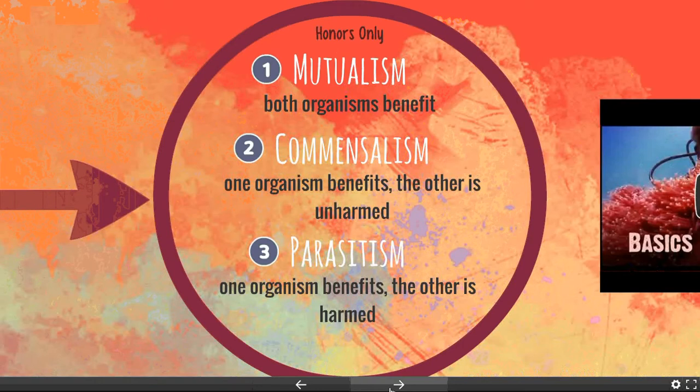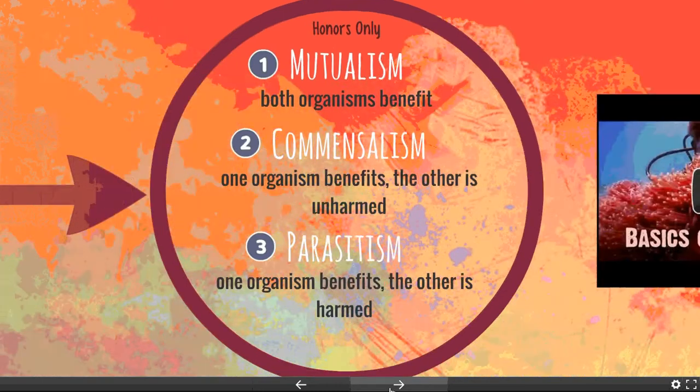Honors only. So three types of symbiosis are mutualism, commensalism, and parasitism. So mutualism, both organisms benefit. Commensalism, one organism benefits or is being helped, and the other organism is unharmed or not affected at all. And then there's parasitism. So one organism is benefiting, and the other organism is harmed in some way.